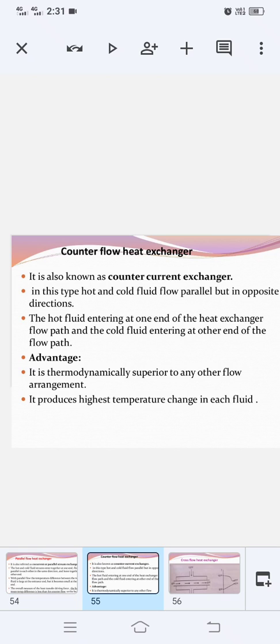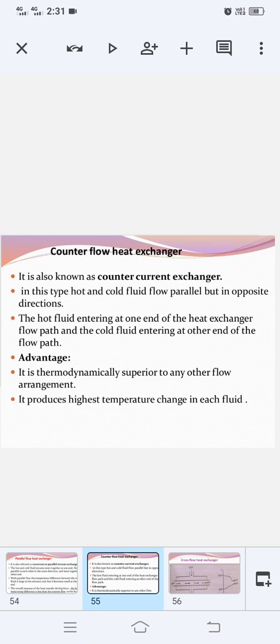Now the next one is the counter flow heat exchanger, also known as a counter current exchanger. In this type, what happens? The hot and the cold fluid flow parallel but in opposite directions. If one liquid is entering from one side, the other is entering from the opposite side. The hot fluid enters at one end of the heat exchanger and the cold fluid enters at the other end of the flow path.